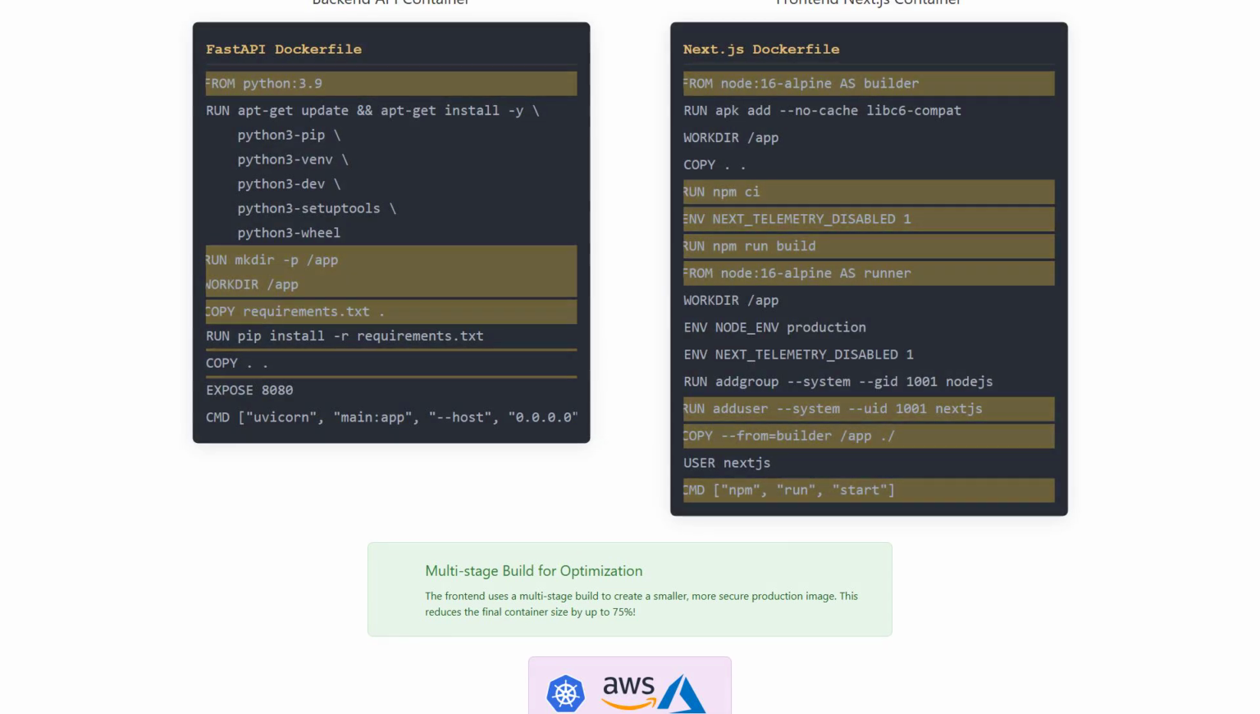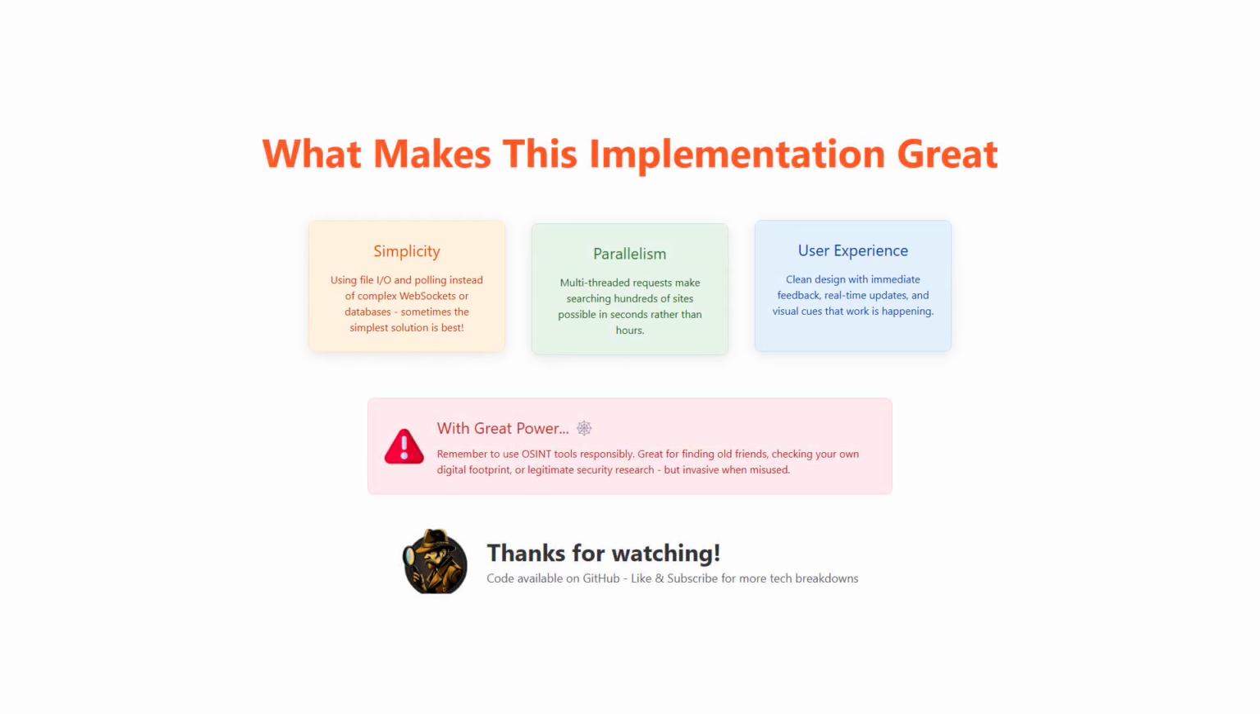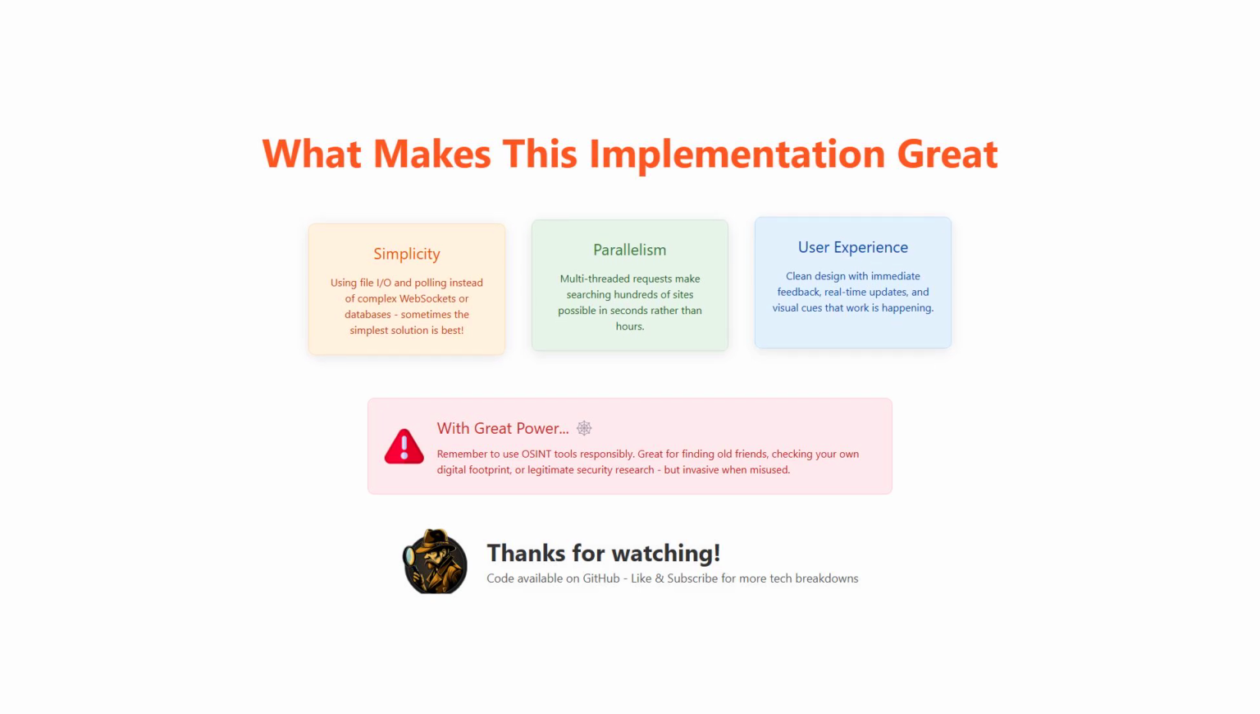The back end uses a slim Python image, while the front end uses Node.js with a multi-stage build to optimize the image size. And there you have it, a full-stack OSINT tool that can search hundreds of sites in parallel using modern web technologies. What's particularly elegant about this implementation is the simplicity. Instead of complex WebSockets or a database, we're using file I/O and polling. Sometimes the simplest solution is the best one.